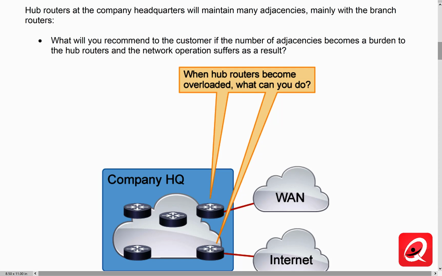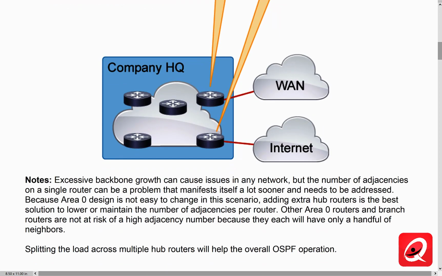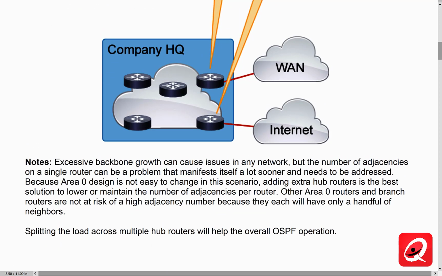Since area 0, in this case, extends down to the branch, adding an extra hub router, I think, would be the best option here. Because it would still be part of the backbone, right? Let's see what they say here.